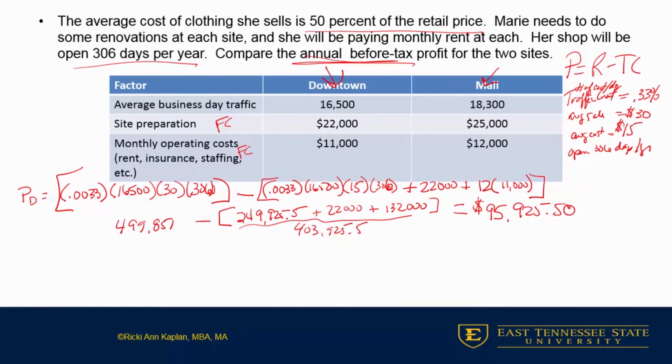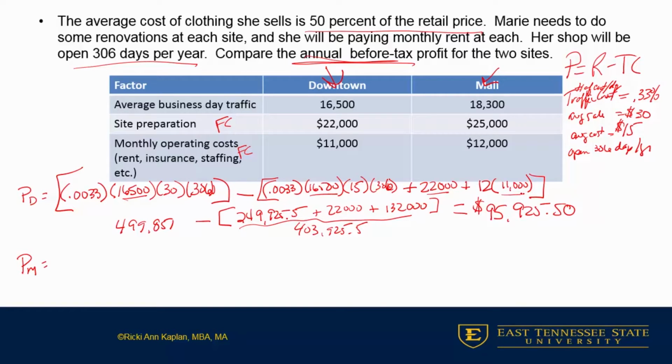Now, I've already figured out my math, my formula. I'm not going to go back and try to reinvent the wheel here when I take a look to do my profit for the mall. What I'm going to take a look at is, where do I need to substitute? So I need to substitute traffic. I need to substitute fixed cost. I don't have to substitute 12 months a year. They're both open the same number of days. Cost and sales are the same, but traffic numbers are going to differ.